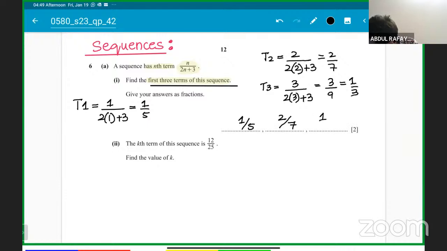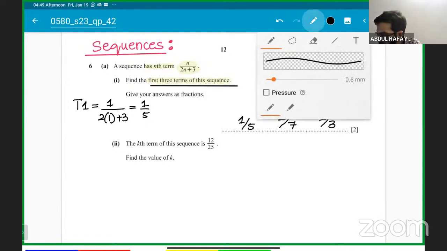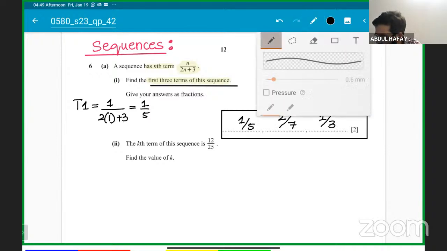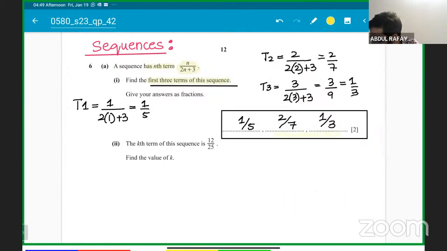Can you confirm? Got it, everyone? Any calculation mistake, let me know now because I've done it very quickly. You can write 3 over 9, or you can write the simplified version as well. This is the answer for 2 marks. Okay, everyone got this? Clear? Understood? Following everyone? Very simple, easy marks for 2 marks.